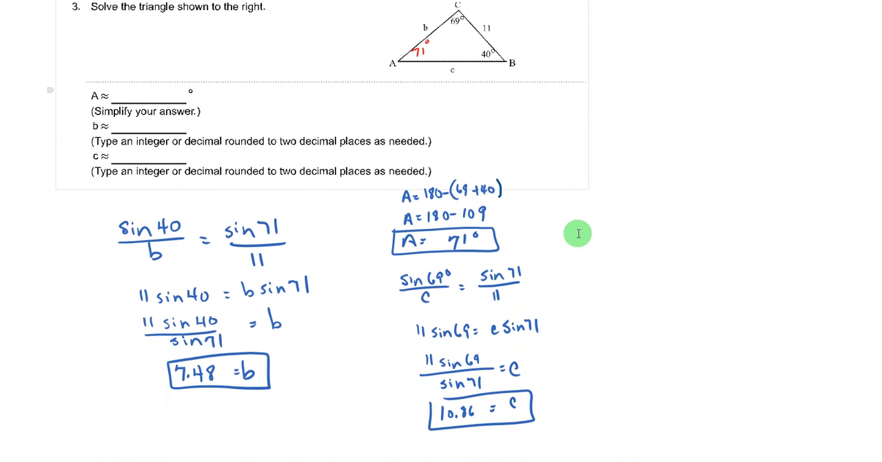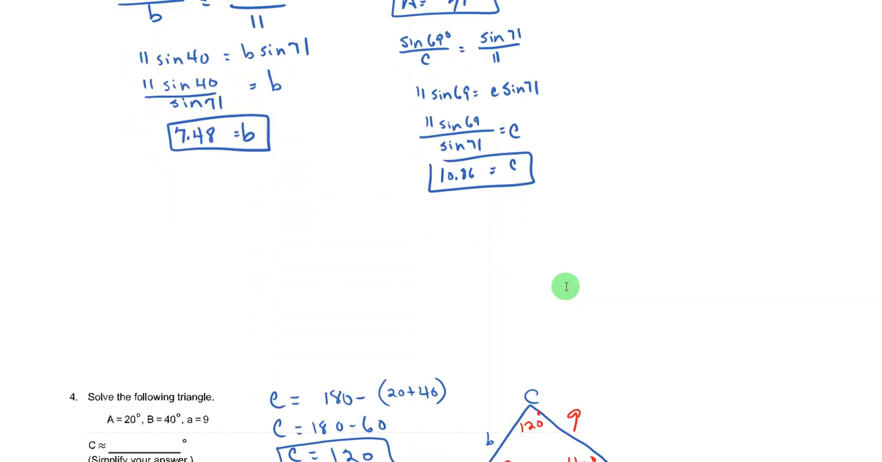Number three, same idea. You are given 69 and 40. You can find out the third angle is 71, and you're given one side. We do the same thing. Sine 40 over B is equal to sine 71 over 11. So we'll do that, and we come up with B, and then we can solve for C. So you can see it's the same idea, it's just calculations.